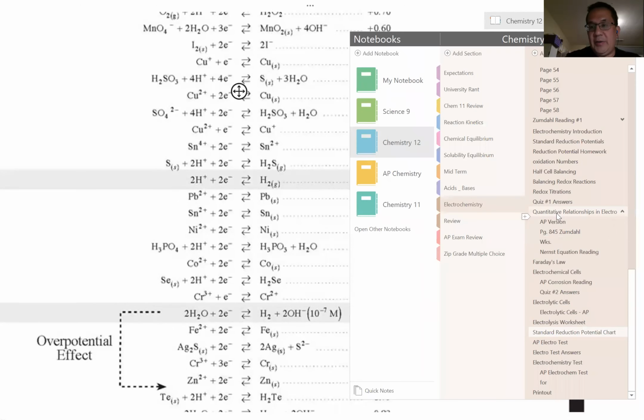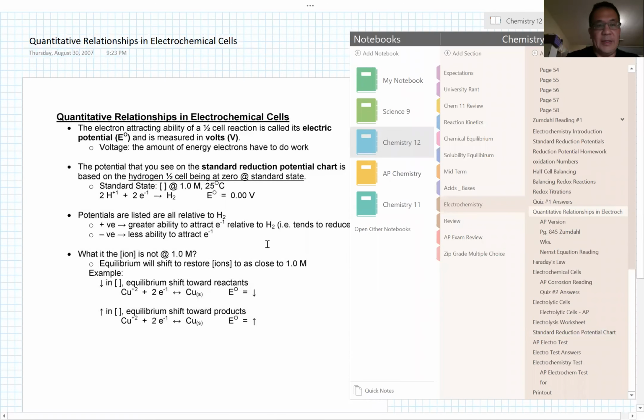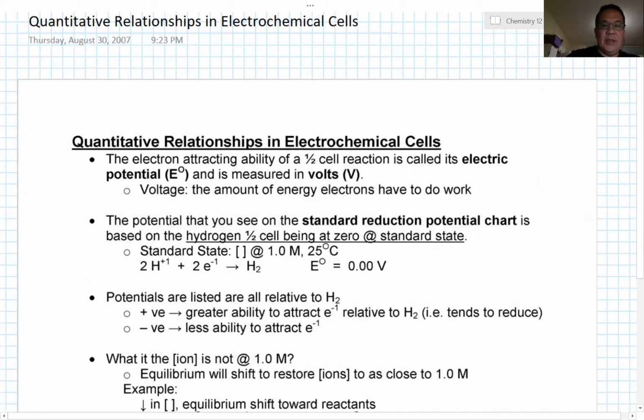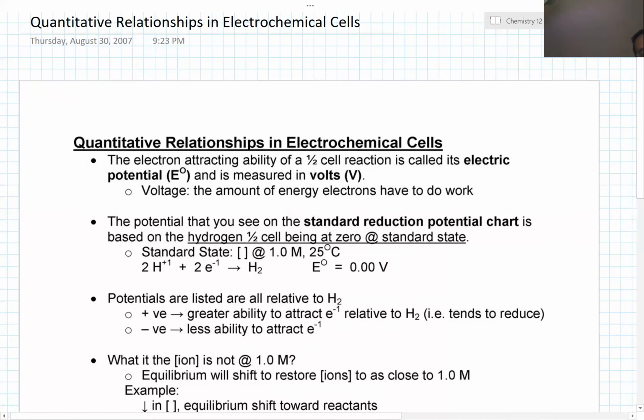Okay, so I have the notes here. What happens is this. When we talk about reduction, the electron attracting ability of a half cell reaction is called its electric potential, and is measured in volts, and you've learned about that in physics. Now, those numbers that we see on the standard reduction potential table are based on the hydrogen half cell being 0 at standard state.